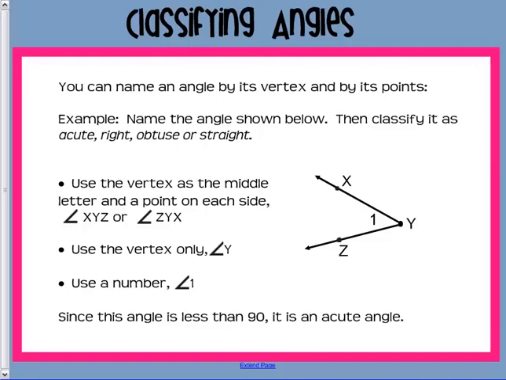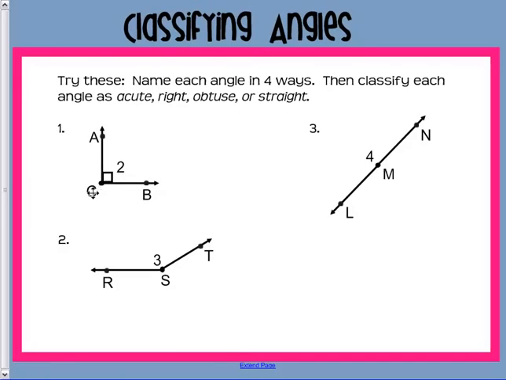Okay, so since the angle is less than 90 degrees, it's an acute angle. So again, you have 2 options. You can name it from the vertex and call it Y or 1, and you can name it XYZ or ZYX. Okay, so let's try to name some angles. Make sure that you've paused the video and taken some notes on this. Okay, so we know that we need to classify these and we need to name it in 4 different ways. Okay, so take a second, pause the video, name the angles, and then classify them.